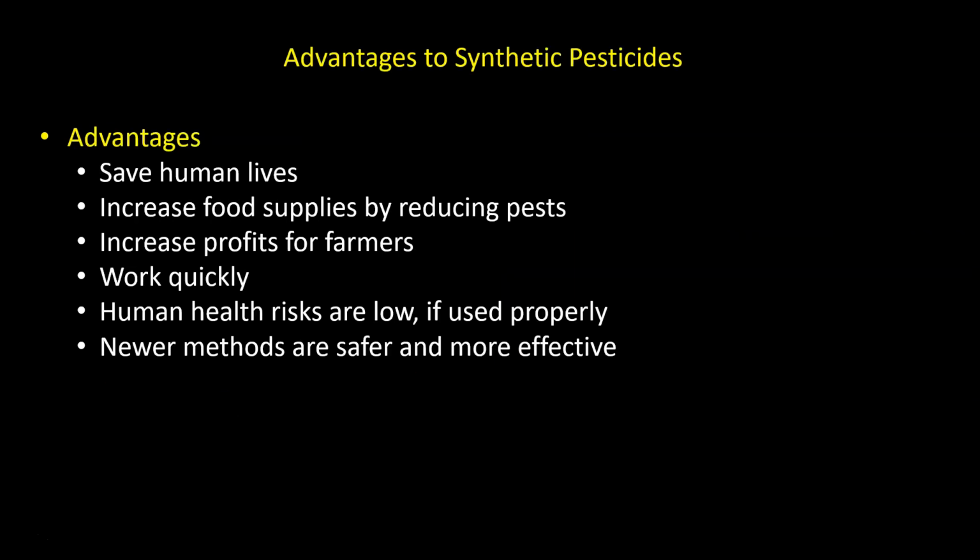There are advantages to using synthetic pesticides. They can save human lives. DDT and other insecticides have been estimated to have saved over 7 million lives. They increase food supplies by reducing pests, and they increase profits for farmers. They usually work fast on the pest that they're targeting, and if used properly, health risks posed by most pesticides are low, and newer and safer methods are being used.